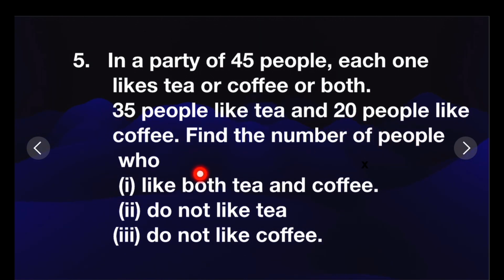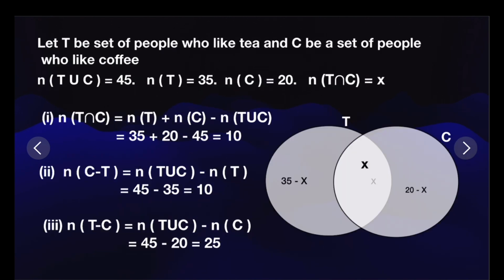So now you have to find those people who like both tea and coffee. That means the intersection, n(T intersection C). And do not like tea means they only like coffee. So n(C minus T). Those who do not like coffee means they like only tea. So you should write n(T minus C). See, this is how you should do it. So first you write down the union, the total number of people, then those who like tea, those who like coffee, those who like both.